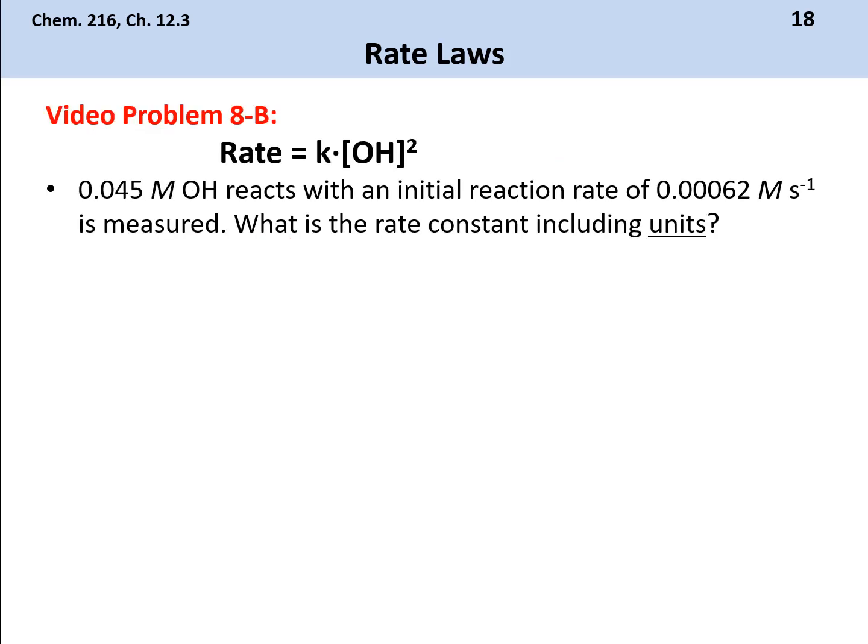Okay, so why don't you do video problem 8b? In this one, I'm told that I have a rate law that's rate equals K times OH squared, right? So this is second order. We're told that we have a value for OH, and this is the reaction rate. So we can use this to find our rate constant, K, and remember we need to use units. Okay, so do that, check out the video later, and we'll move on.